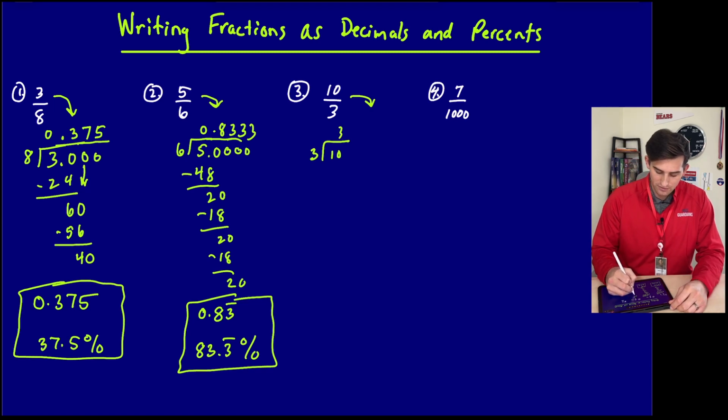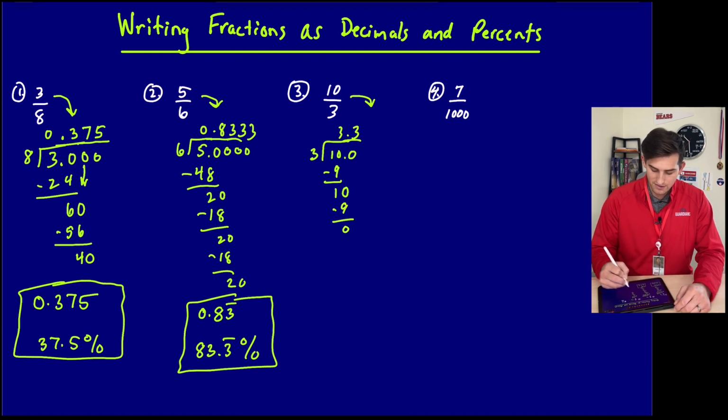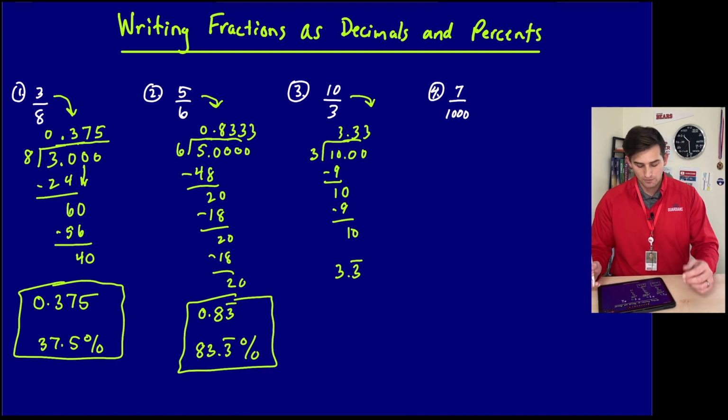Well, 3 does go into 10 3 times. But now we're going to have to add a 0 to continue to divide. And notice we just keep getting 10 down here. So very similar to what happened on number 2, we're going to get a repeating decimal. Okay? So this is going to be 3.3 repeating as a decimal.